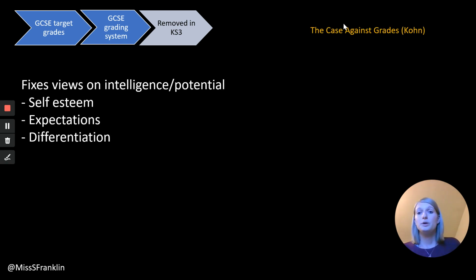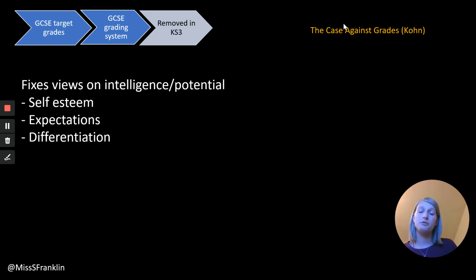In the same vein, we also need to think about the impact that it has on pupils overall and the way in which we then interact with them as staff. So fixed views on intelligence or potential, which is what we're doing when we use target grades with pupils, we are saying to them, this is what you are capable of getting.